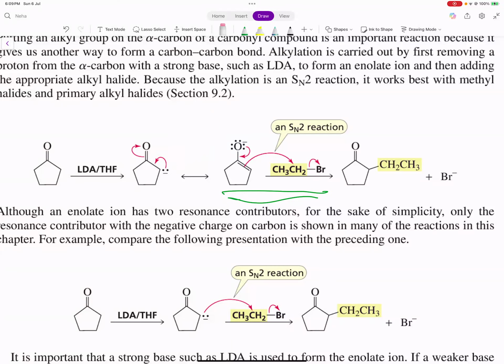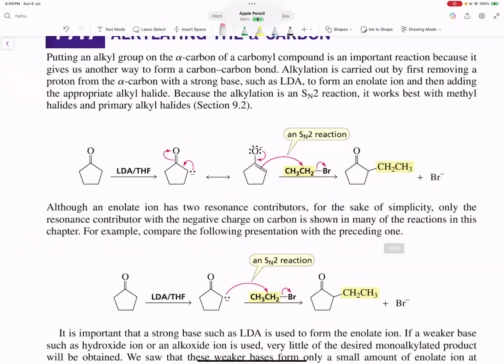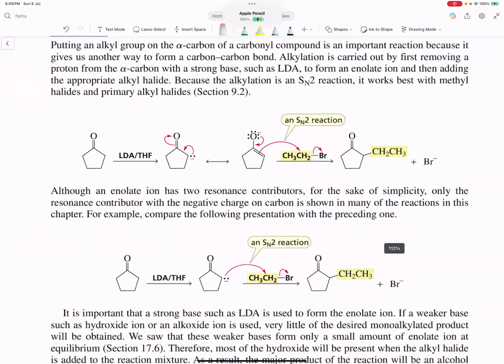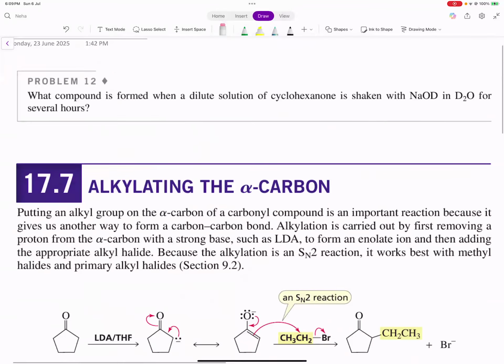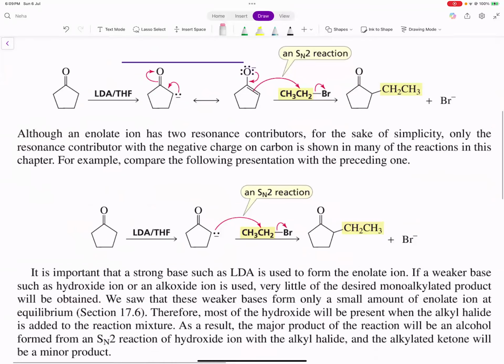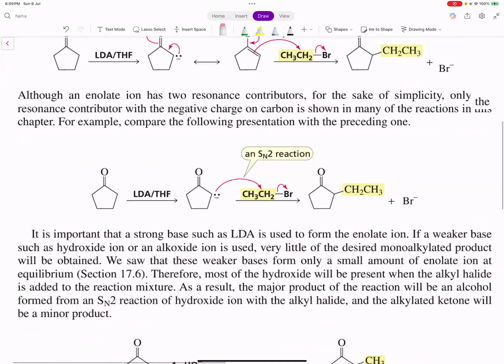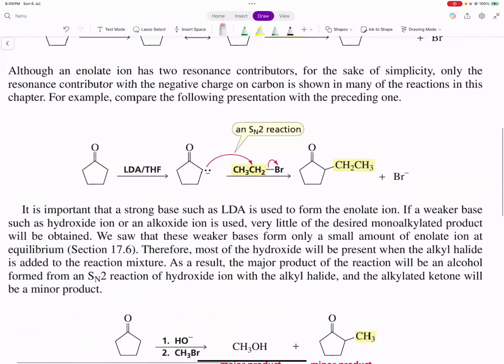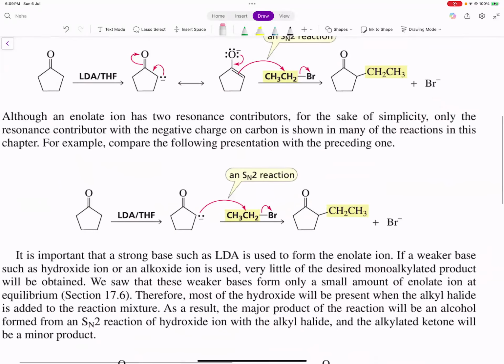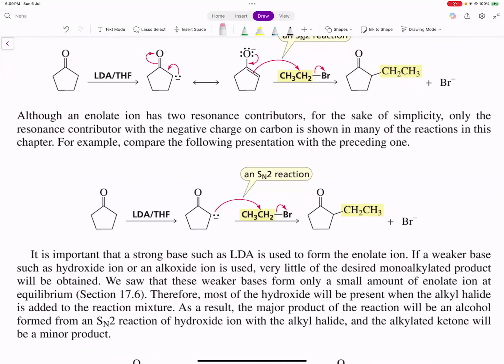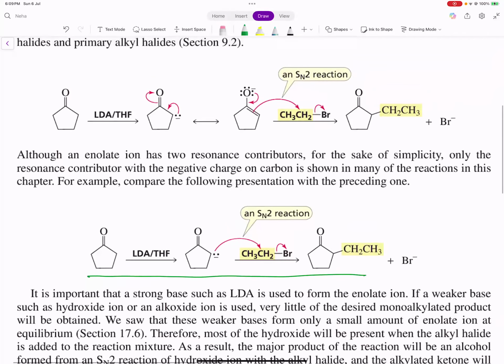Right? So now we are able to alkylate at the alpha position, right? This chapter is reactions at alpha carbon, okay? So everything will happen at alpha carbon. The same thing, okay? For the sake of simplicity, we can also just show it like this. Got it? Yes, I got it.